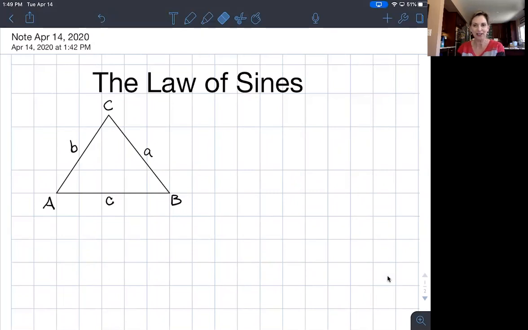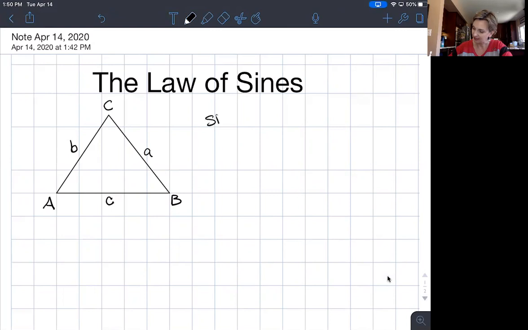So right here you can see I have a triangle. It is not a right triangle, it's just an oblique triangle, and we're going to solve for the different parts of that triangle using the law of sines. Now the law of sines is actually a pretty easy law to use. This is what the law of sines is.